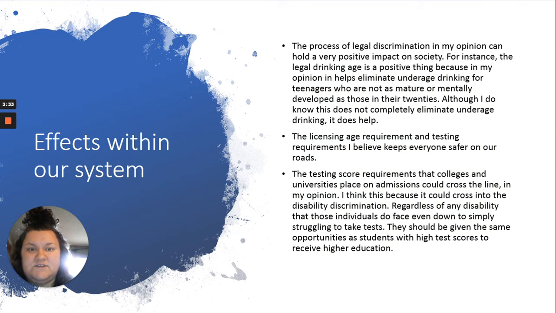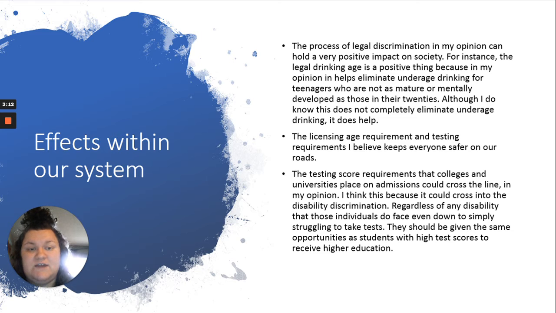The effects within our system. The process of legal discrimination, in my opinion, can hold a very positive impact within our society. For instance, the legal drinking age is a positive one because it helps to eliminate underage drinking for teenagers who are not as mature or mentally developed as those in their 20s or older. Although I do know this does not completely eliminate underage drinking, it does help.